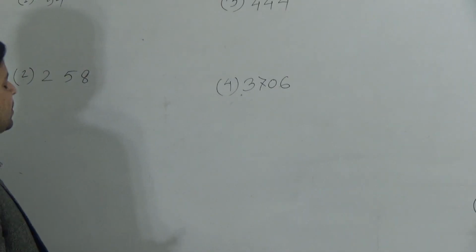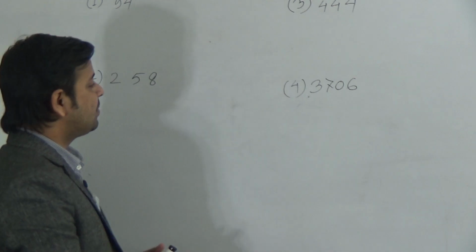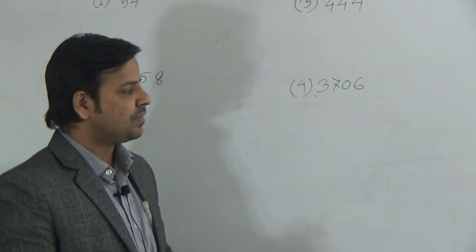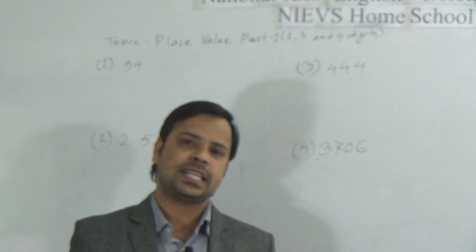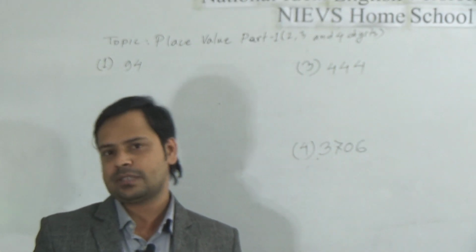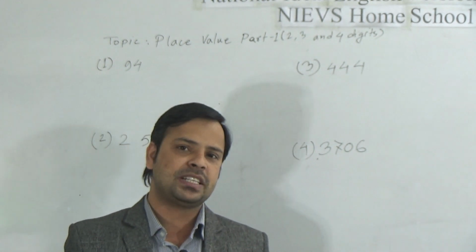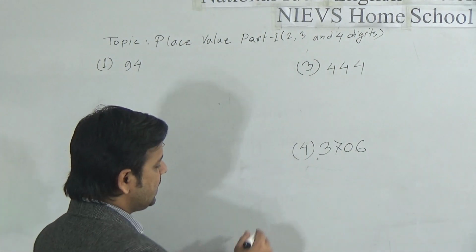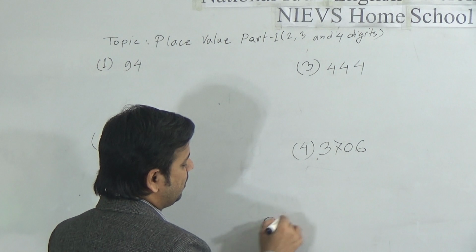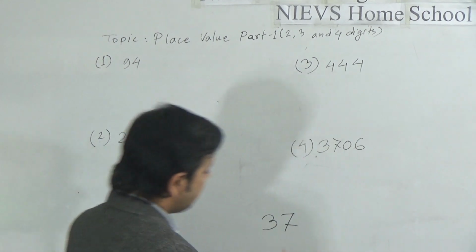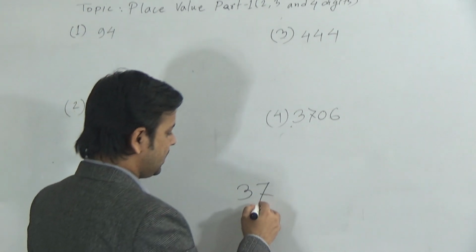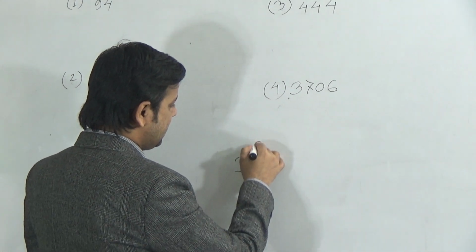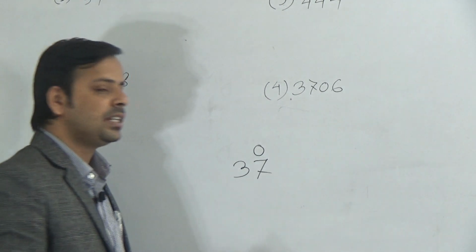Okay, dear students, now see, to do the place value, at first we have to know what is place value. Dear students, place value means the value of a digit in a number according to its place or position is known as place value. Suppose I am writing a number 37. Here are 2 digits. In this number, how many digits here? 2 digits. First one is 7, and this place is known as ones place or unit place.